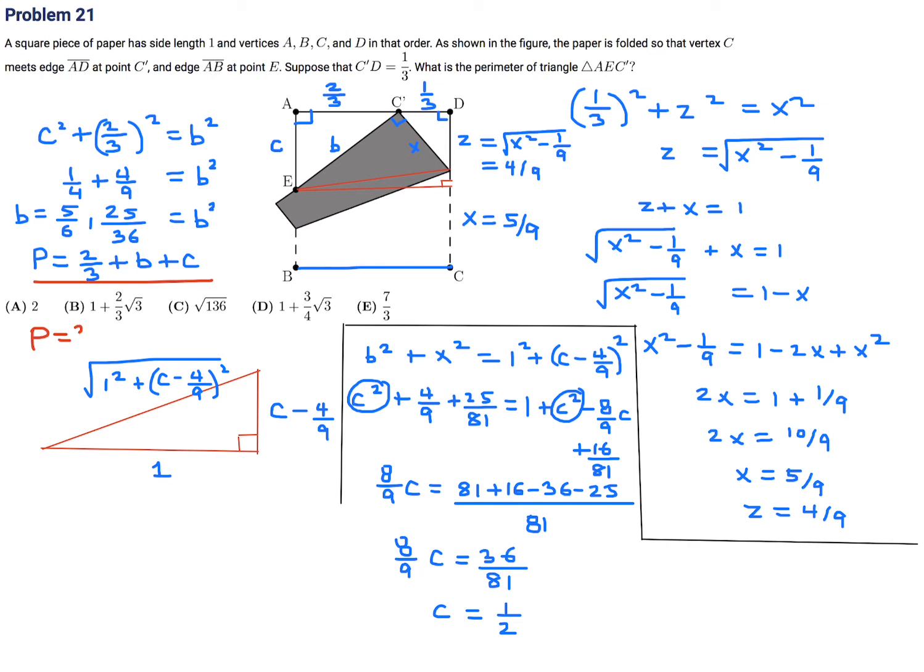Perimeter will be 2 over 3 plus 5 over 6 plus a half. And when you add those three fractions, you get 2. So, number 21, the answer is A.